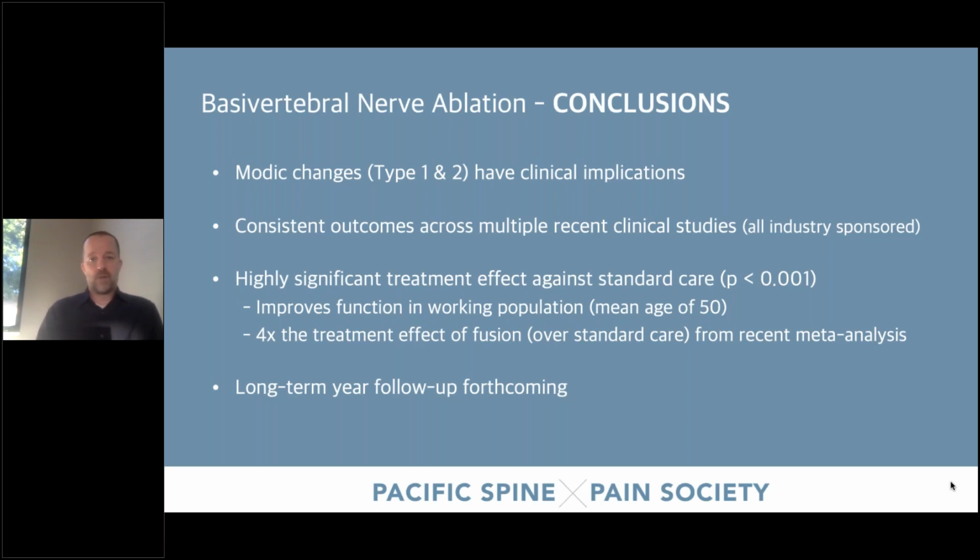And long-term follow-up appears to be good, and it likely relates to the fact that the basivertebral nerve is very thinly myelinated, if myelinated at all, and probably does not reestablish innervation once lesioned in this manner.